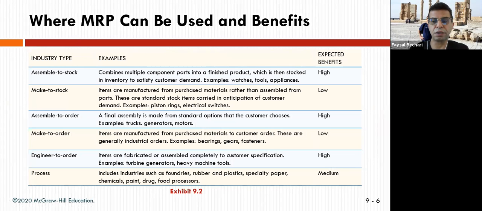Some of the places where MRP is important: in assemble to order, where stock is high, the benefit of MRP is very high. In make to stock, you make stock that is not ready for sale, so the benefit is low. Engineering to order is very high. Look at these samples, which I'm going to post for you to see why we need MRP in some cases and how we benefit from it.